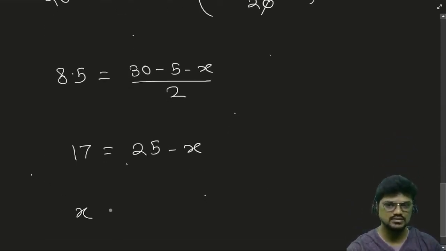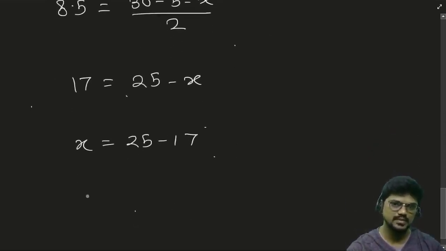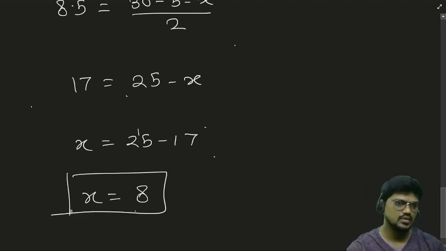X goes on that side, 17 comes on this side. Then the value of x will be 15 minus 7. 7 plus 7 is 14. So it will be 8. Got it?